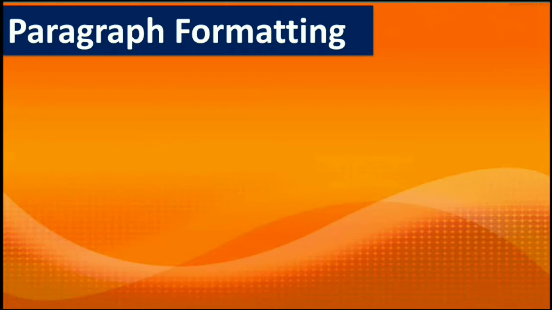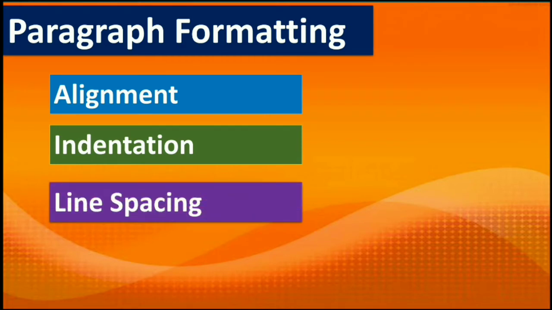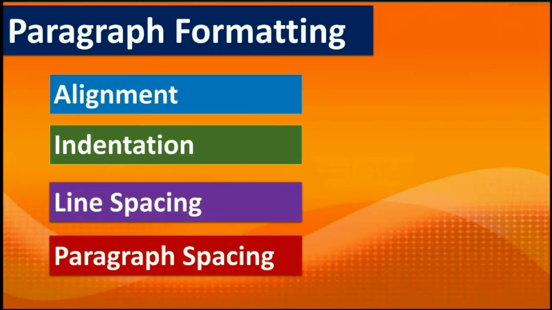So students, paragraph formatting lets you control the appearance of individual paragraphs. For example, you can change the alignment of text from left to center or the spacing between lines from single to double. Paragraph formatting is applied to an entire paragraph. In Microsoft Word, a new paragraph begins when you press the Enter key. You can format a paragraph by changing the alignment, indentation, line spacing, and paragraph spacing. So let us learn about these options in detail.